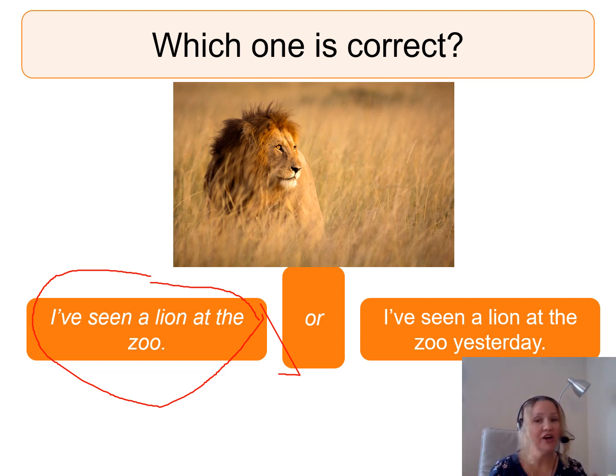Yes, the time is not important. So with yesterday, there is a time, and we can use yesterday with only simple past tense, not present perfect tense. So if there is a time, you have to use simple past tense. But if the time is not important, you can use present perfect tense. Very good, well done.